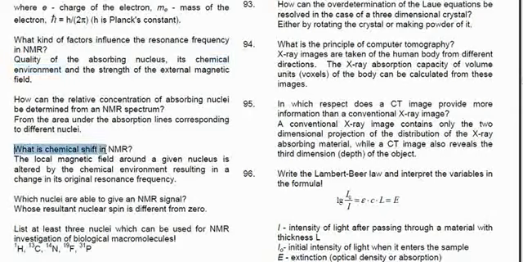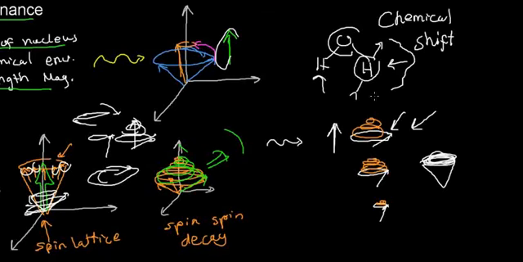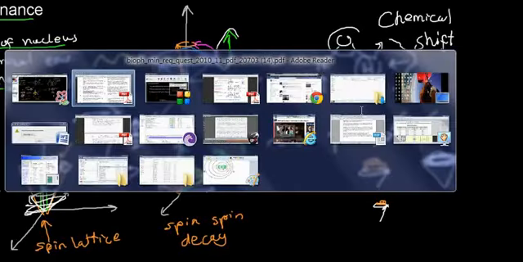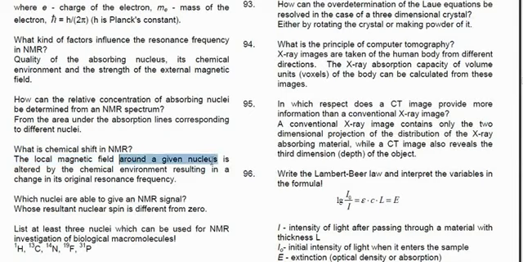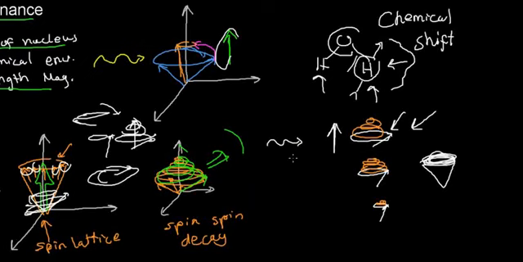Now, what is chemical shift in NMR? And this is quite important to understand. The local magnetic field, and by local magnetic field, I mean the magnetic field for each nuclei, this little dude here, around a given nucleus is altered by the chemical environment, resulting in a change in its original resonance frequency. And being that I can collect all the energy that these guys emit, and this is done multiple times in a sample and in an observation, I can solve for what is around them and get information about what is in my sample.